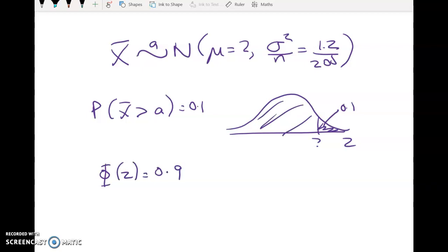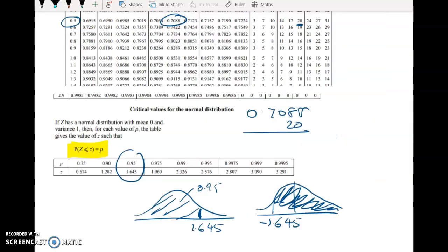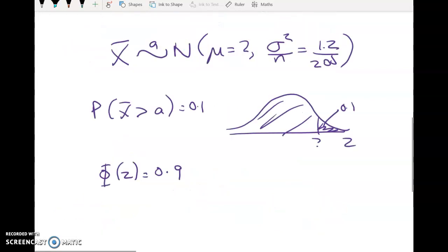I'm just trying to see if I've got my normal table here. I've got the wrong bit of the normal table. Oh no, here we go. So I'm looking for this number here, right? I want 0.9 over here, and that's happening at 1.282. Now I've got to go back and find the page I was on. Right, there we are. So that z value is 1.282.